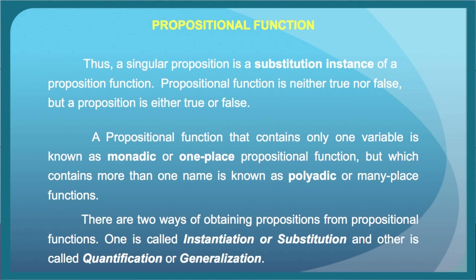One is called instantiation or substitution, another is quantification or generalization. Instantiation is the process of obtaining a singular proposition from a propositional function by replacing the individual variable by any individual constant. For example, the singular proposition Socrates is human can be represented by capital H and small s.